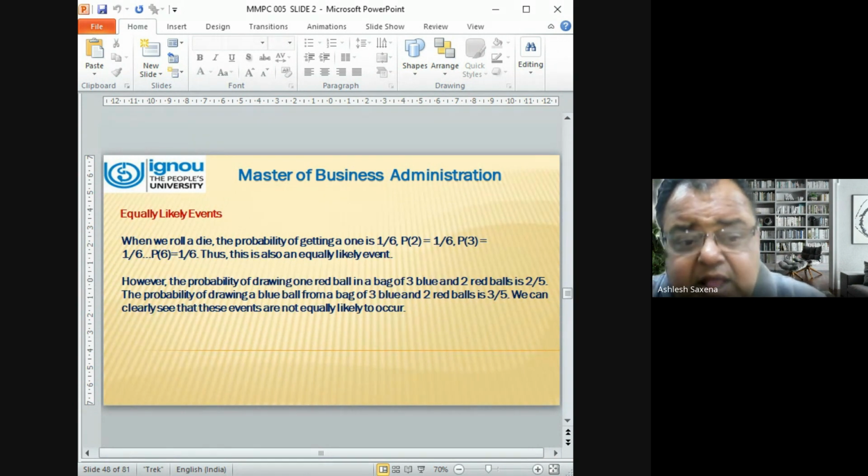2/5. उसी बैग में से अगर मुझे ब्लू बॉल निकालनी है तो ब्लू बॉल कितनी है? 3. टोटल बॉल कितनी है? 5. प्रोबेबिलिटी क्या हो जाएगी? 3/5.